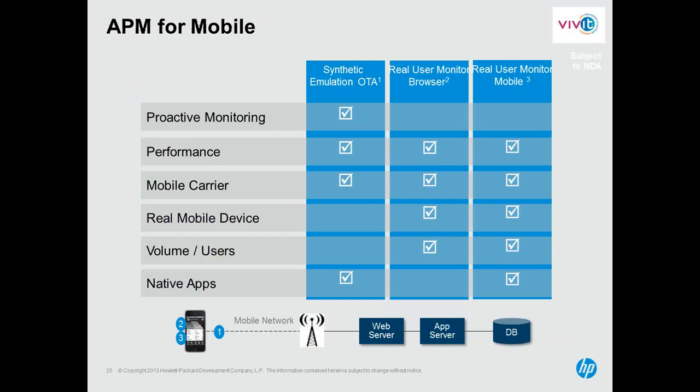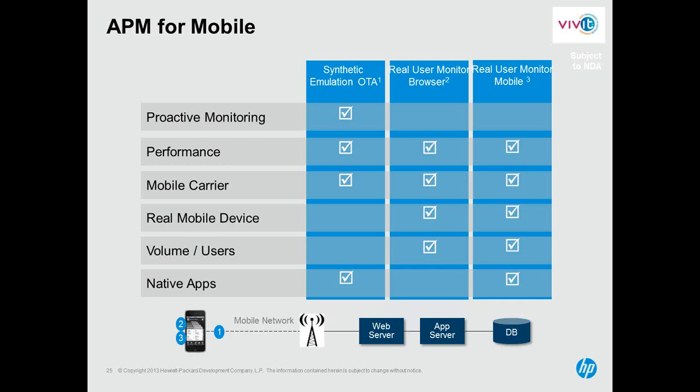So APM for mobile, which is application performance monitoring for mobile, provides multiple benefits to our customers. It's one single solution that can be used in various different ways. For proactive monitoring by synthetic simulation over the air networks, which is from multiple locations.